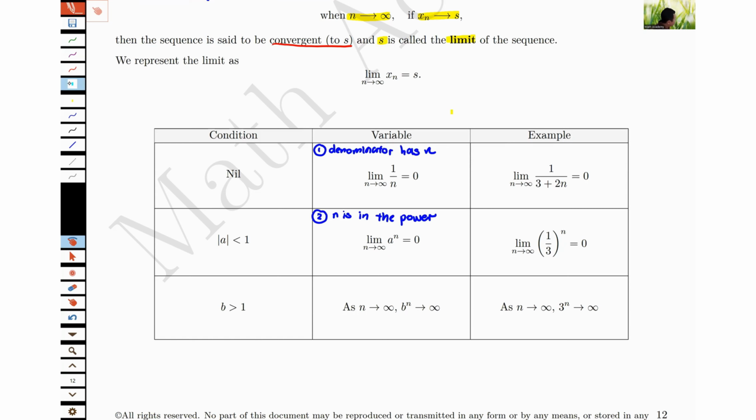So what will happen to my terms? We have seen the first one, if n is in the denominator, it doesn't matter that there is a constant or a coefficient. The concept is that you will end up with 1 over a very large number, which is always about 0, as long as n is in the denominator. So both cases will give you that 0.